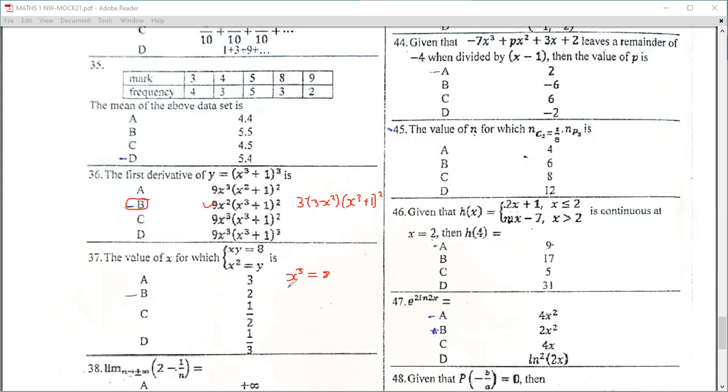Now what will be the value of x? x should be equal to the cube root of 8. What's the cube root of 8? The cube root of 8 should be equal to 2. So our answer here is B.